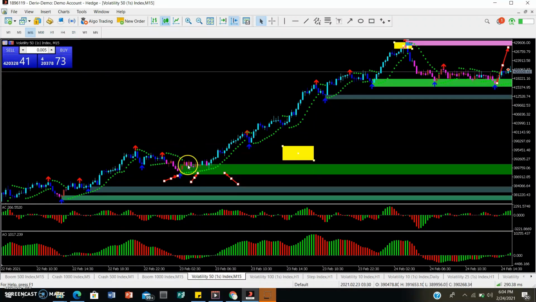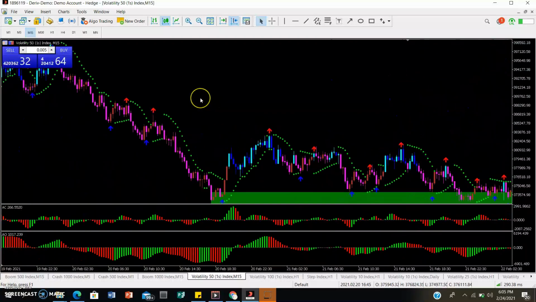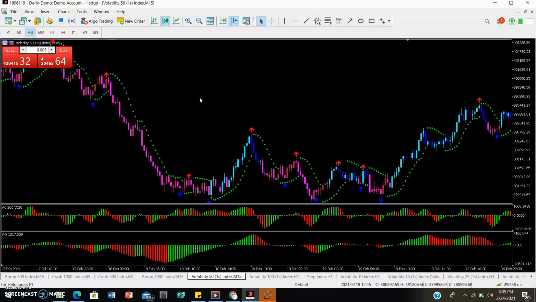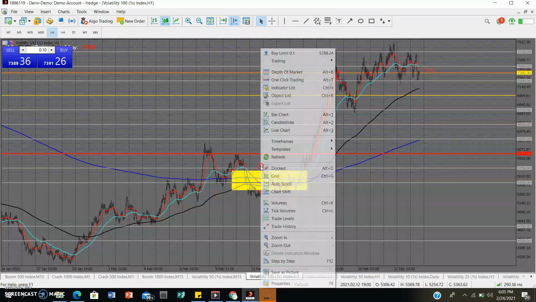I'm using the 15-minute time frame, and you can see it went all the way up after this triple confirmation, right? Okay, the same happens if you are to enter a sell trade. Let me look for where we got a nice sell setup.